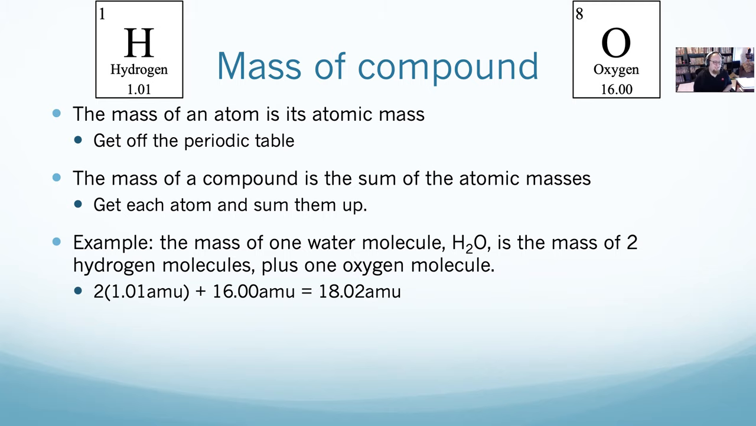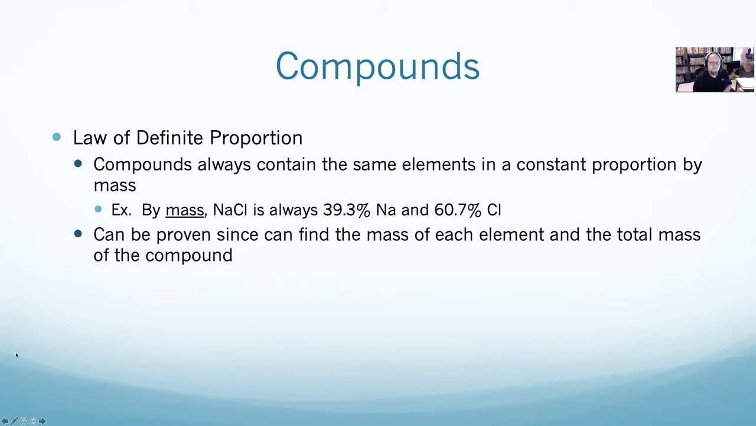This also ties into the law of definite proportions. The law of definite proportions says compounds always contain the same elements in a constant proportion by mass. And what I mean by that is take table salt. Table salt is sodium chloride. Sodium chloride is 39.3% sodium and 60.7% chlorine. It doesn't matter if you have one grain of salt, a mountain of salt, a salt shaker of salt. It is always 39.3% sodium and 60.7% chlorine.